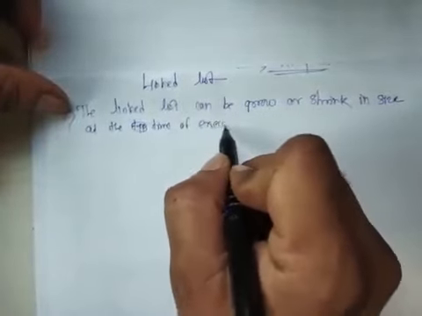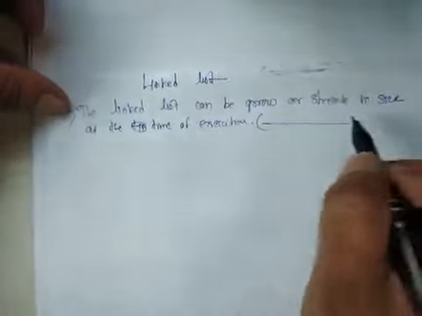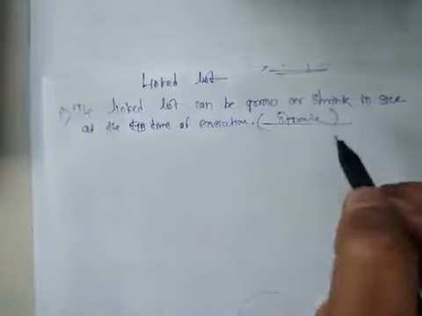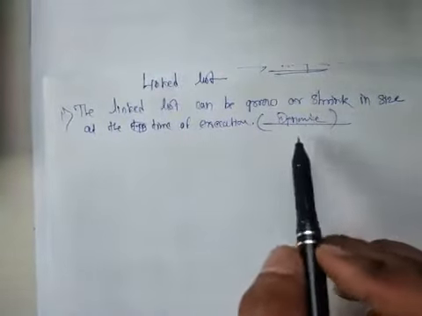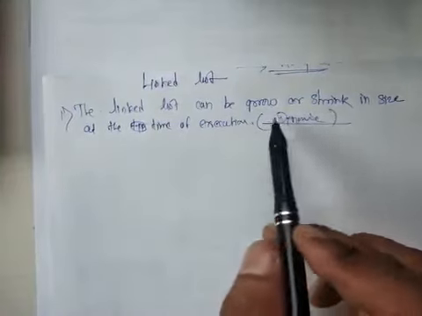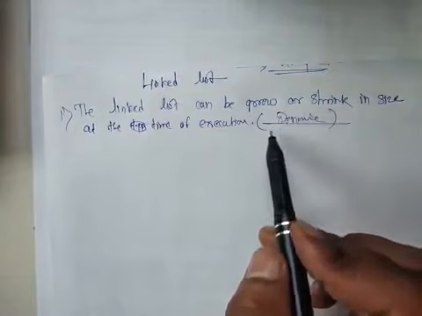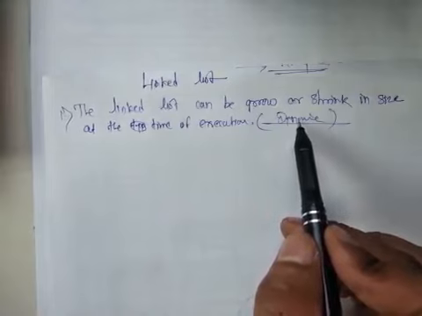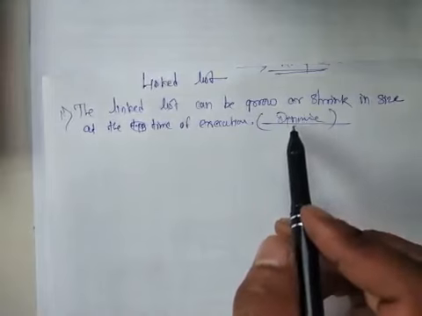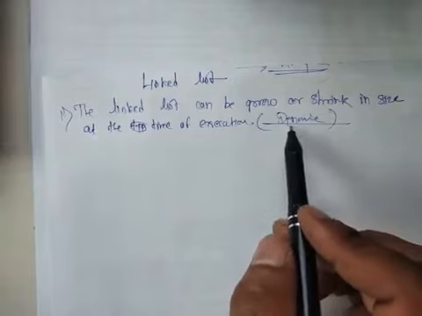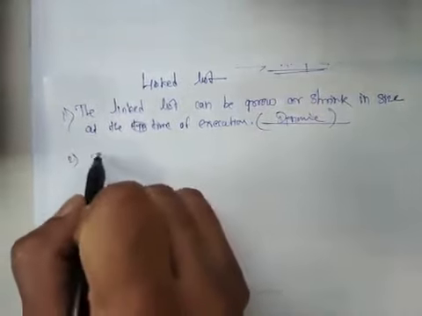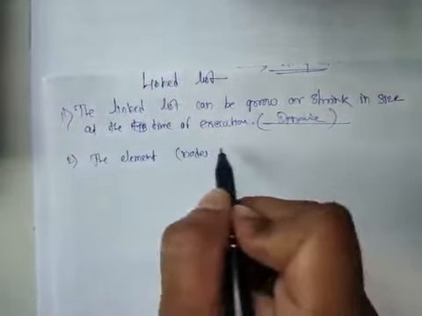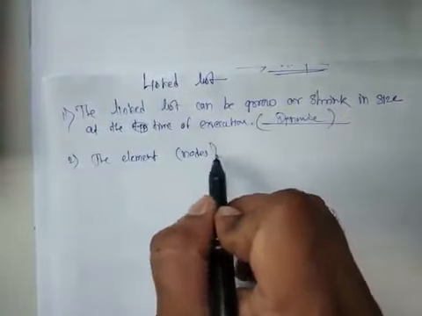So what does that mean? Linked list allocation is dynamic. Dynamic means we can allocate and deallocate the memory size while we are executing our program. This is dynamic in nature. The elements, or you can say nodes, of the linked list, we are going to see what nodes are.